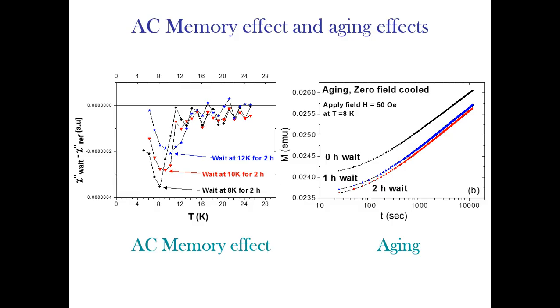And for the next curve, the red one, we stopped at 10 Kelvin during the cooling for 2 hours, and then went to 4 Kelvin and took the measurement. And for the 8 Kelvin, we cooled down to 8 Kelvin. We waited there for 2 hours, and then we went to 4 Kelvin and took the measurements. And then we subtracted all these curves from the reference curve with no waiting, the AC susceptibility curve, the zero field cool protocol.